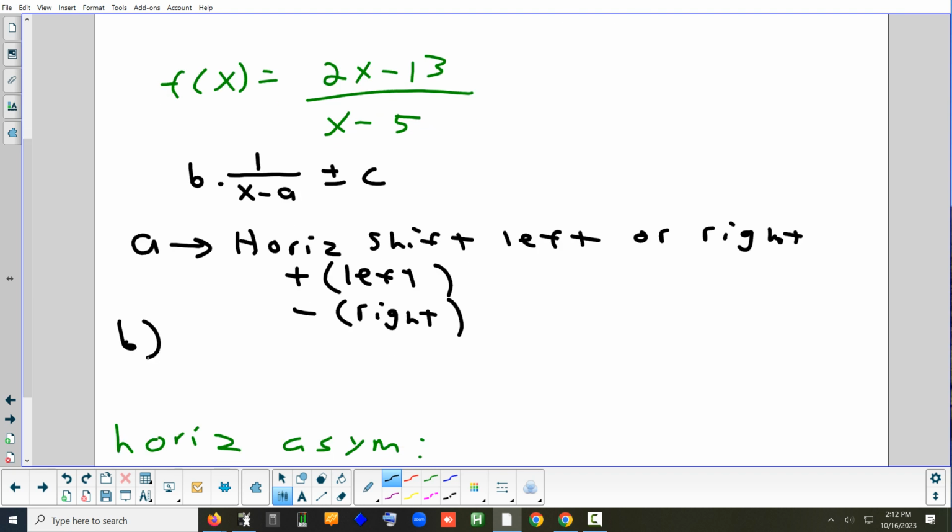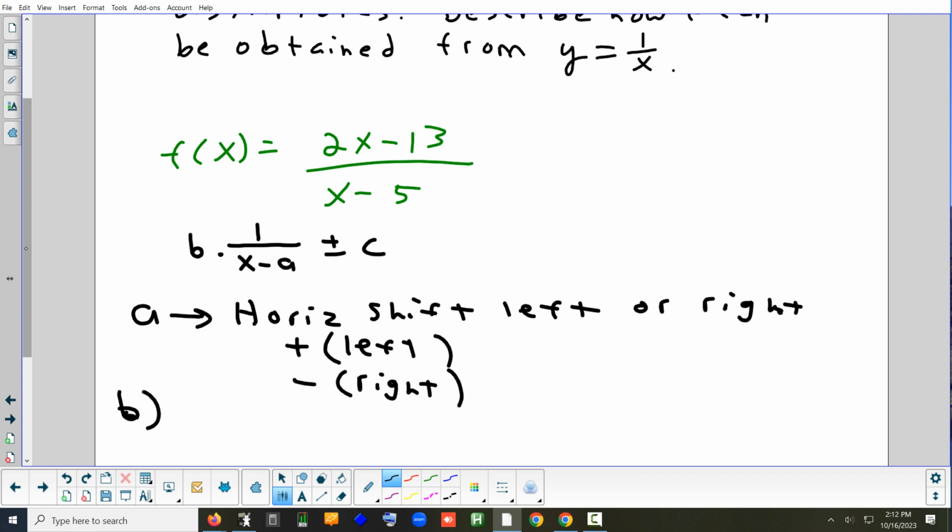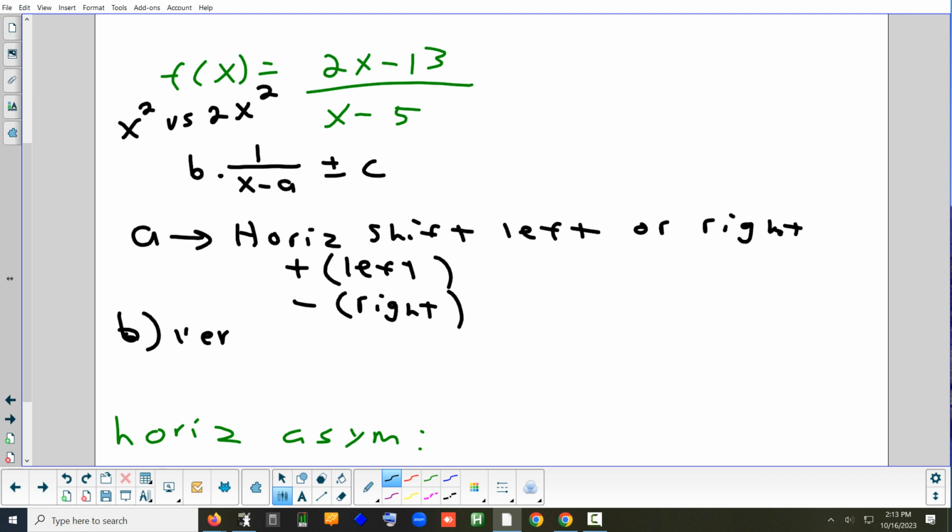Okay. B. Well, b is when you multiply by a number in front. Does anybody remember it was a certain kind of stretch? Like if you have x squared versus 2x squared. Yes, that's a vertical stretch whenever you multiply by a number in front. So vertical stretch by a factor of whatever b is.